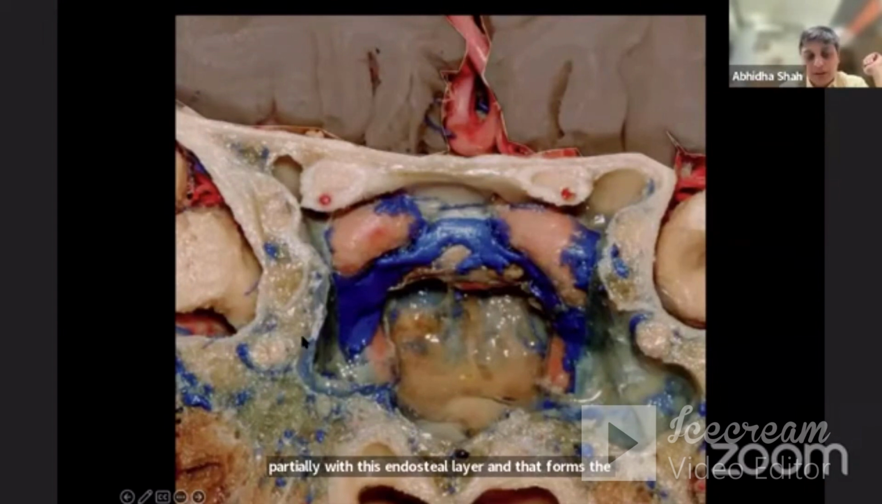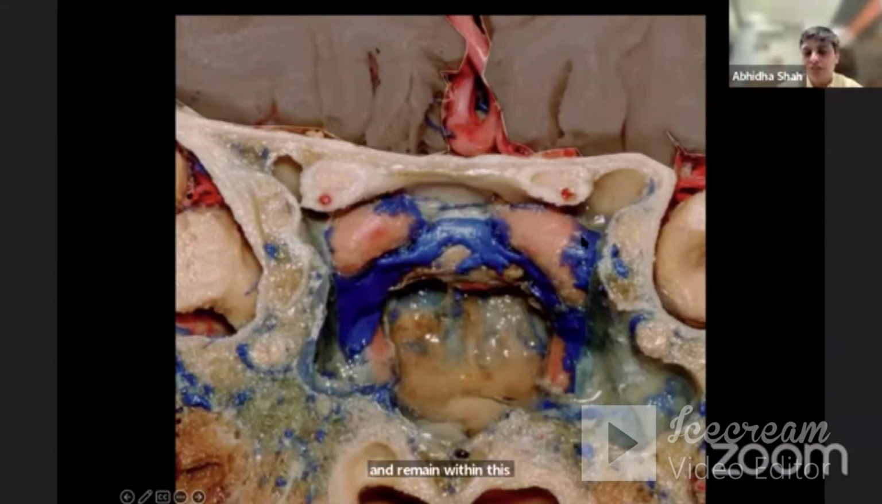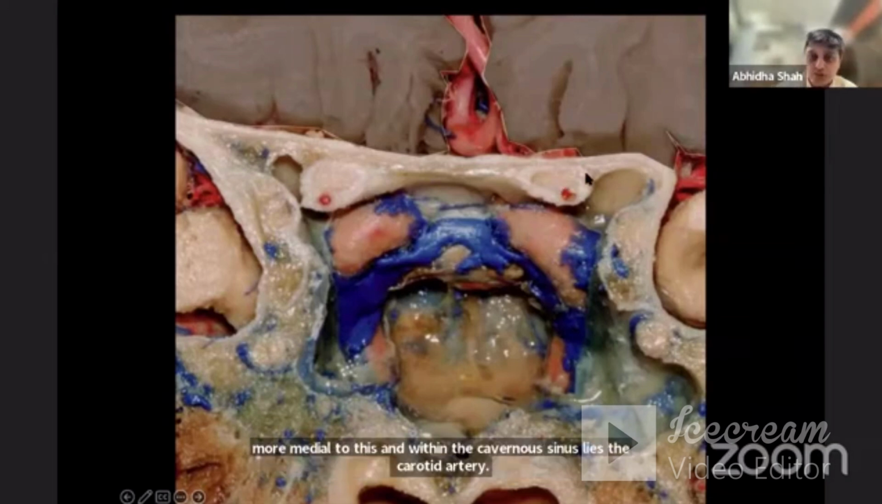And all the venous plexus is beyond this lateral wall. So pathologies of the cavernous sinus that arise from this lateral wall and remain within this interdural compartment will not bleed, because the venous plexus, as you can see here, where the dura has been removed, is more medial to this, and within the cavernous sinus lies the carotid artery. So this is the relation of the dura.